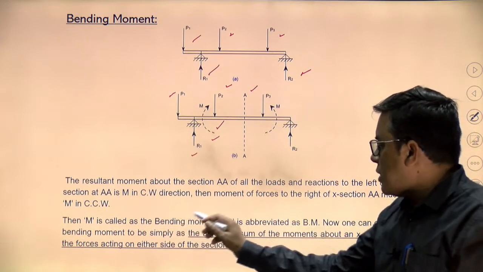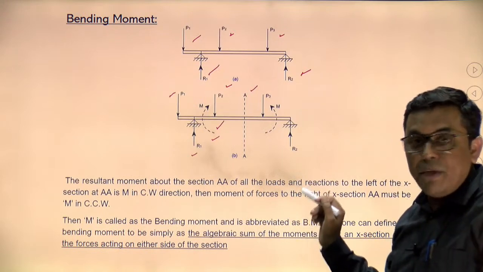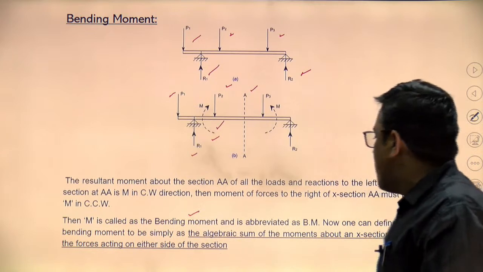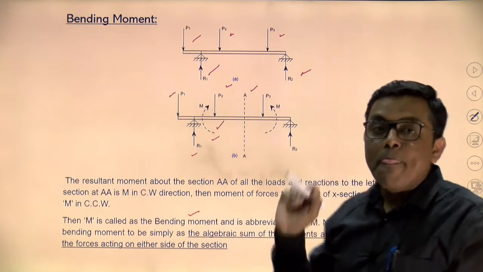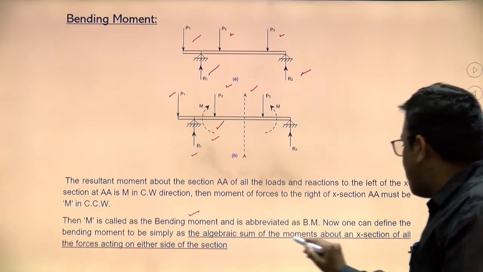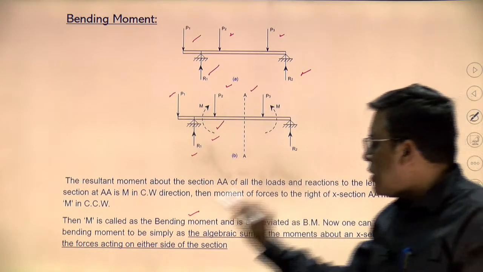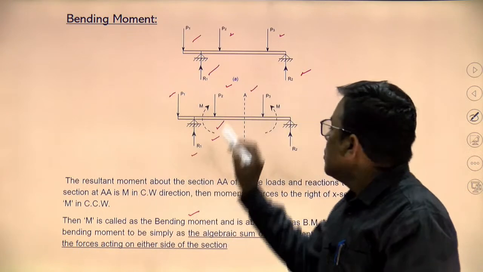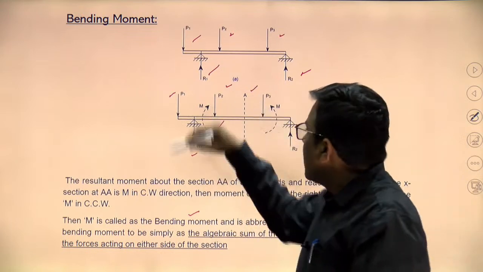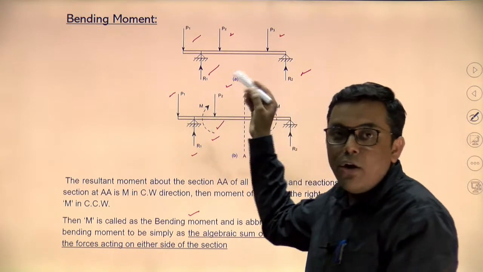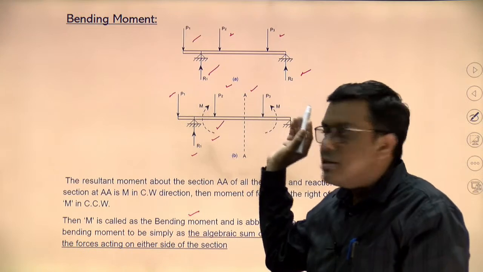So M is called the bending moment because it is trying to bend the beam at that particular section. That's why it is named bending moment. So what basically is the bending moment? It is the algebraic sum of all the moments about a section X of all the forces acting on either side. Whatever the number of forces, whatever moment is created because of all those forces, on either side, either on the left side or on the right side of the section plane.